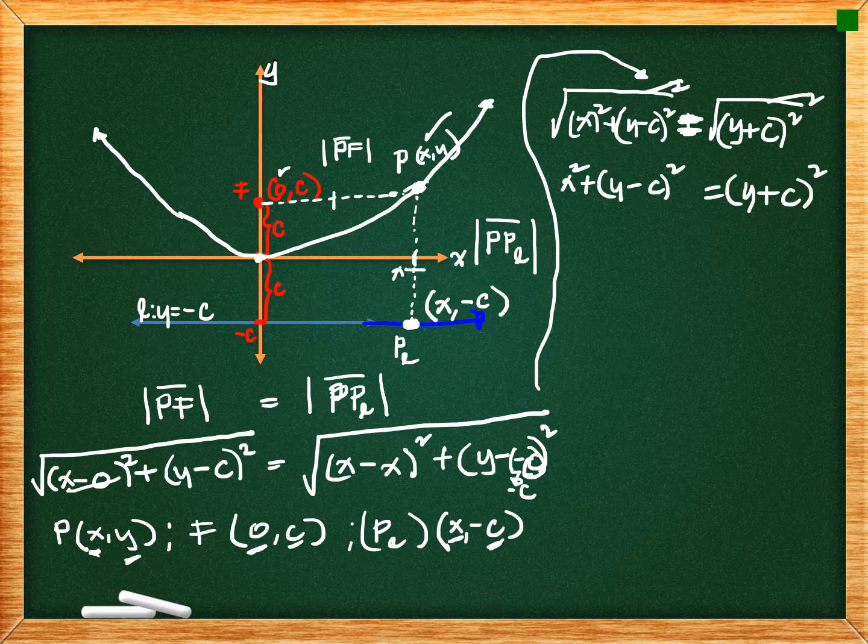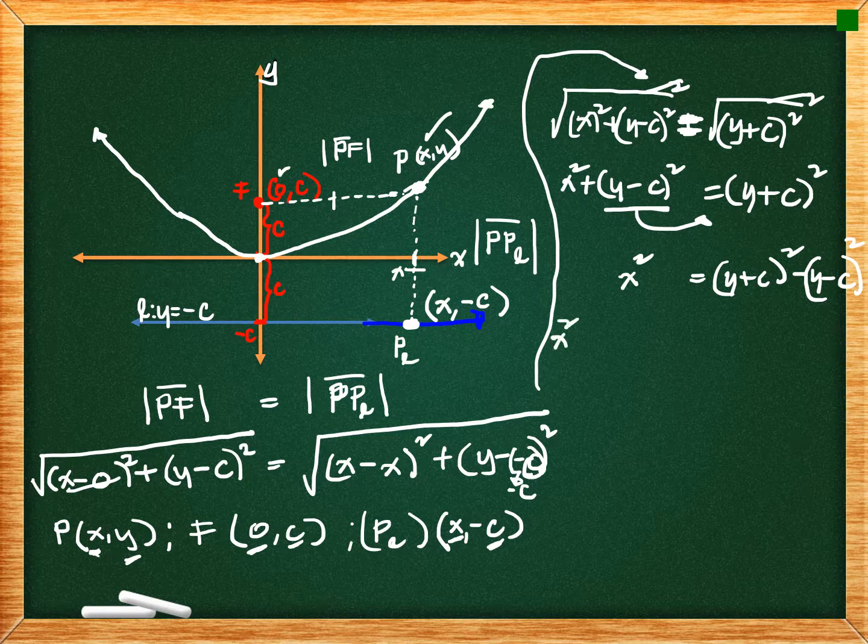And then we place together the groups with the same variable. So we transpose this to the other side of the equation. So we have x squared remaining on the left equal to the quantity y plus c squared minus the quantity y minus c squared. And then we try to simplify it. So we have x squared equal to y squared plus 2cy plus c squared minus the other binomial, y squared minus 2cy plus c squared.